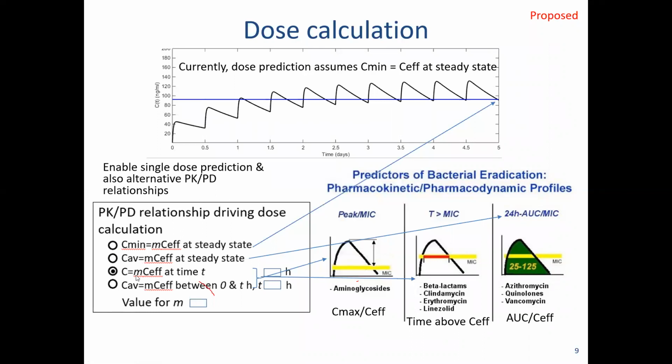We're also going to implement the idea that the dose prediction will be done on the basis of achieving so many multiples of CF at a specific time T. So that doesn't need to be steady state. So that might be, for example, that you could decide that you're going to do a single dose simulation where you're going to want your plasma concentration to reach, say, 3 times IC50 at 48 hours after a single dose. So we're going to implement that. And finally, the same kind of idea, between 0 and T hours, CAV. So it's the same kind of idea, but for CAV. Okay, so those are the proposals around dose calculation.